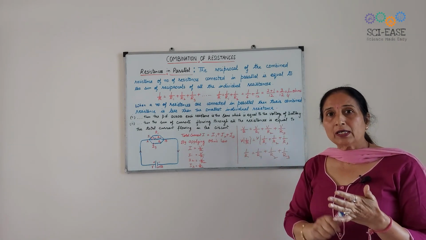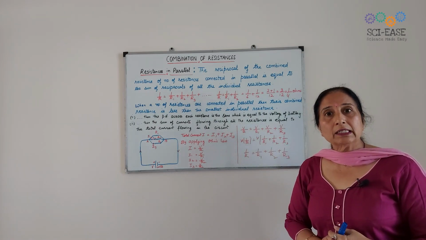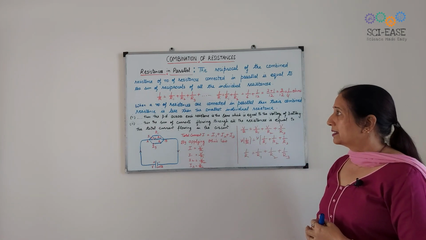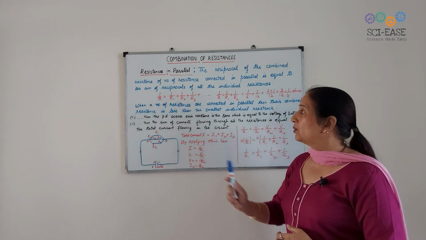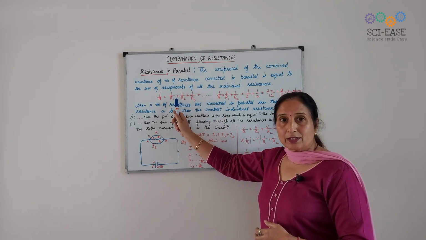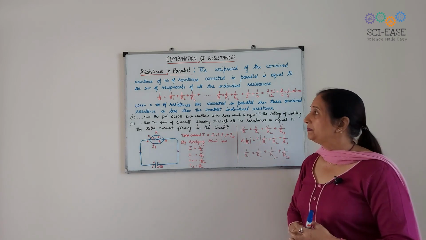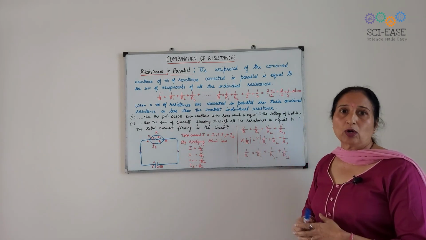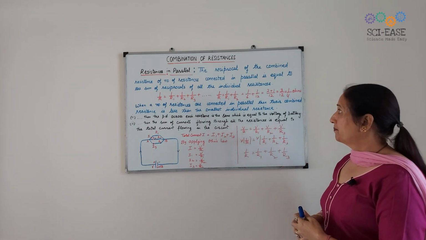If R1, R2, R3 and so on are the individual resistances, then 1 by R is equal to 1 by R1 plus 1 by R2 plus 1 by R3 plus so on. So it is the reciprocal of the sum of the reciprocals of the resistances.